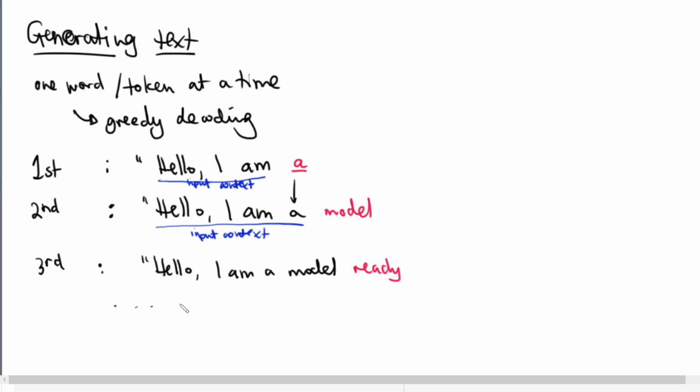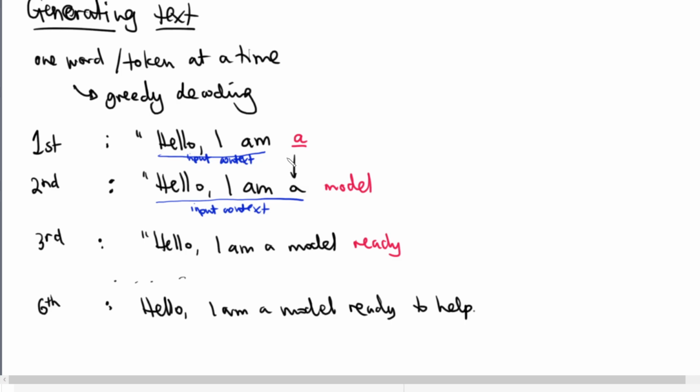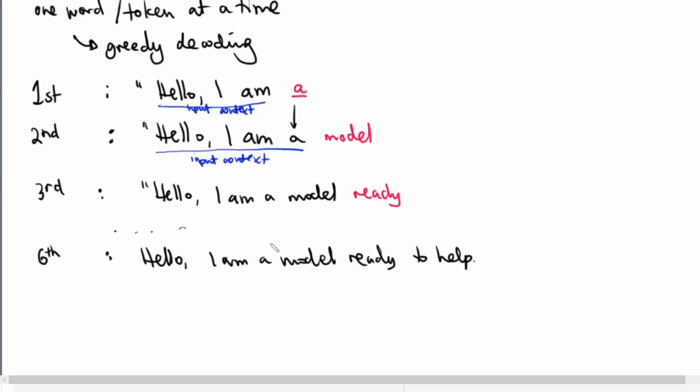It keeps doing this until, let's just say, the sixth iteration, where it will now have "hello, I am a model ready to help." And then it's done predicting. So it does that one word at a time. As you can see, at each iteration, the input context grows, allowing the model to generate coherent and contextually appropriate text. By the sixth iteration, we have a good text that is coherent, makes sense, and is finished.